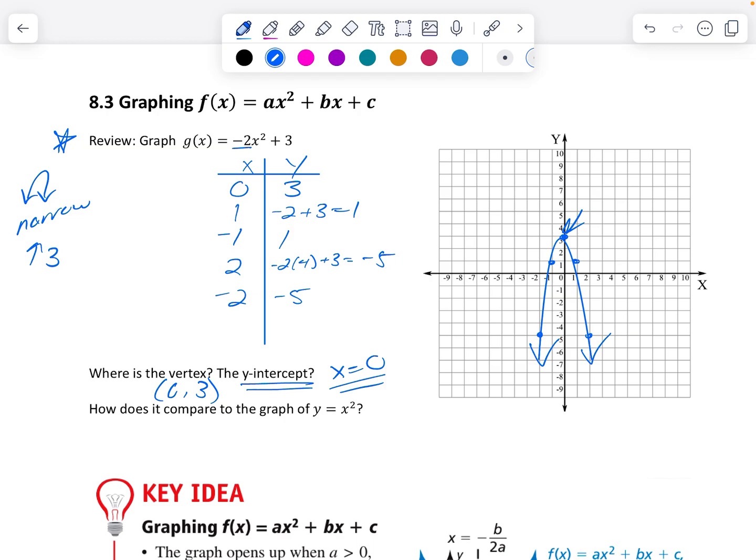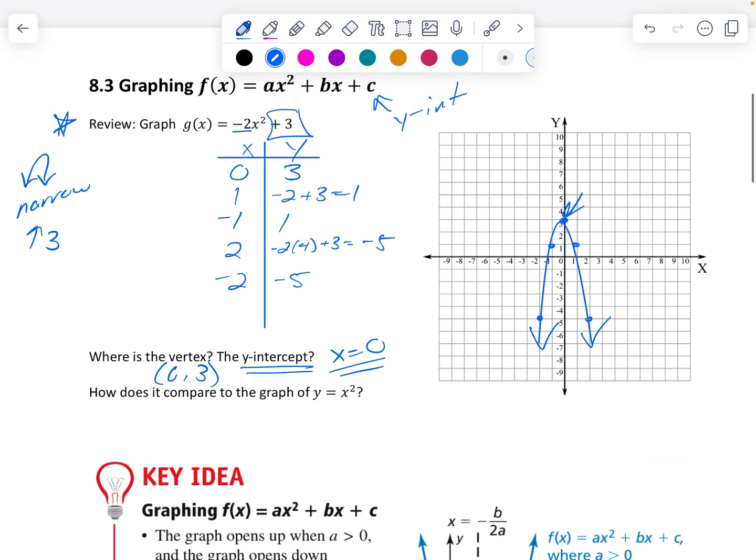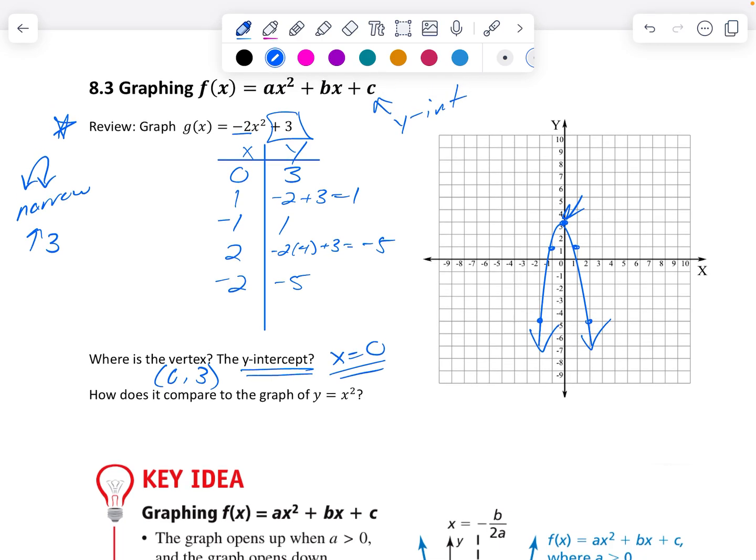And so it's that value at the end that doesn't have an x connected to it. Or in our case, it would be the c in a normal equation. If x is 0, everything else is 0, and you're left with that, and that would be your y-intercept. We already talked about how it compares, right? We said it points down, it's more narrow, and it shifted up 3.